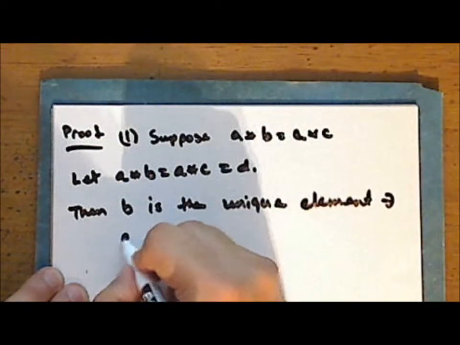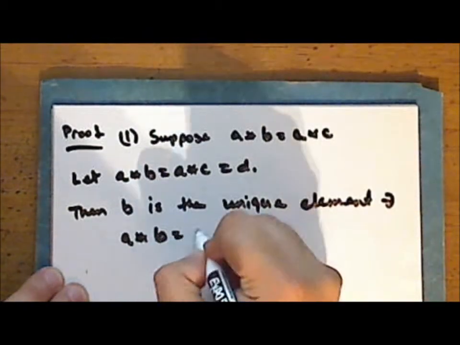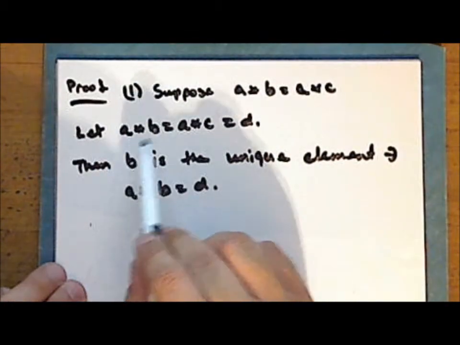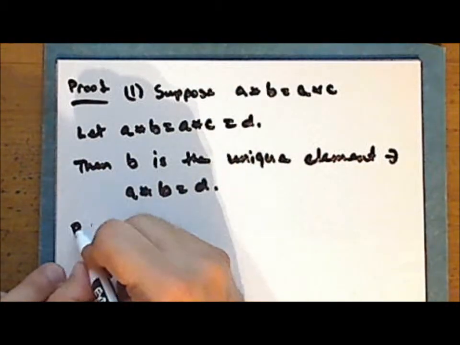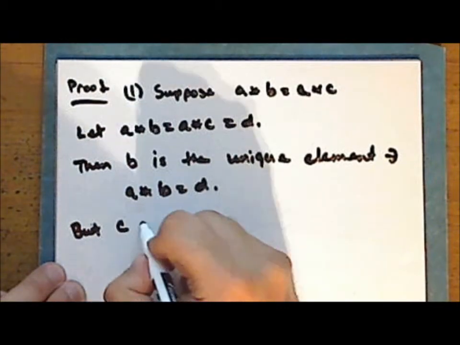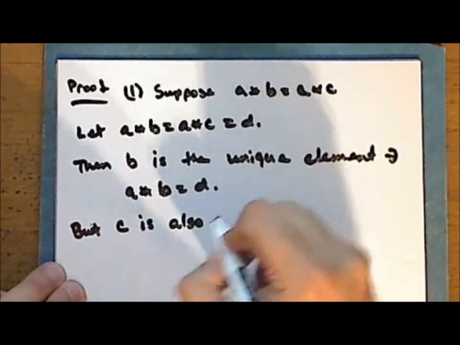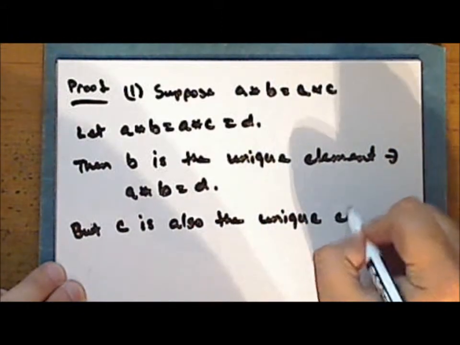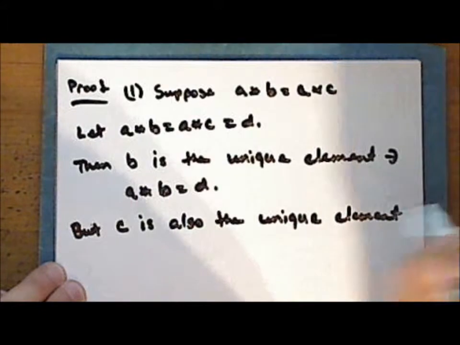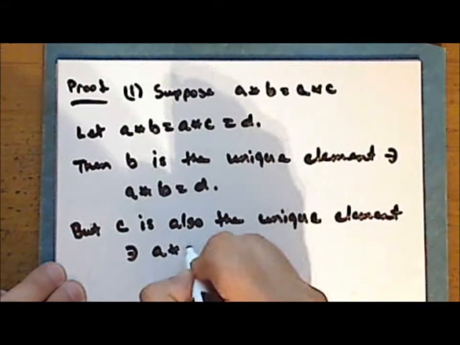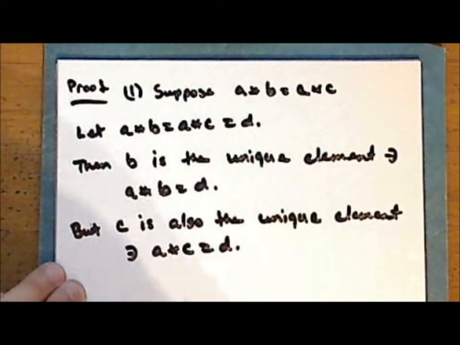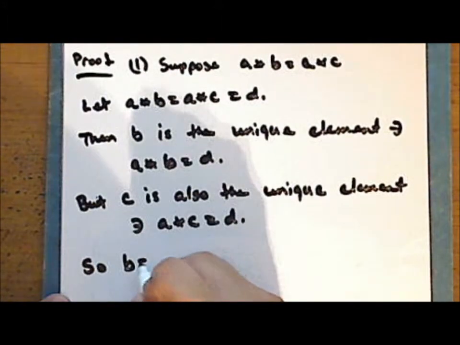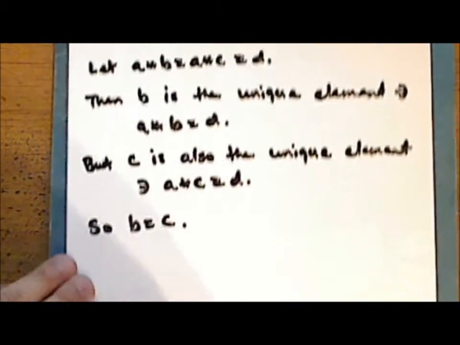Such that A star B is equal to D. But as A star B is equal to A star C, we have that C is also the unique element such that A star C is equal to D. And so as that element is unique, we must have that B and C are the same element.